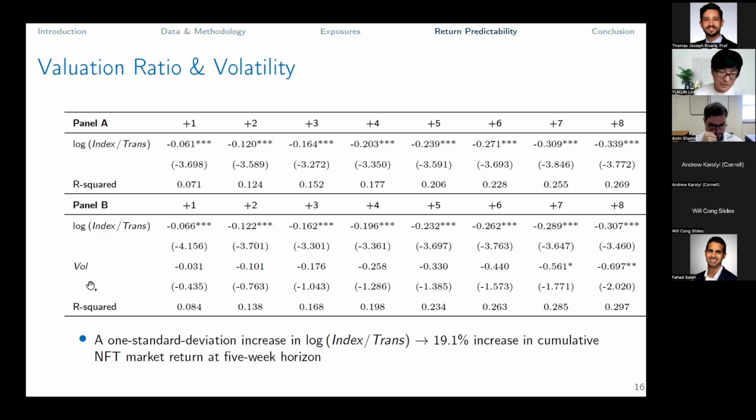There's also some evidence that volatility is negatively related to NFT market returns, but that's mainly in the long run if we're controlling for the valuation ratio. The effect of the valuation ratio on returns is very large. A one standard deviation increase in the index is associated with a 19.1% decrease in the future cumulative NFT market returns.